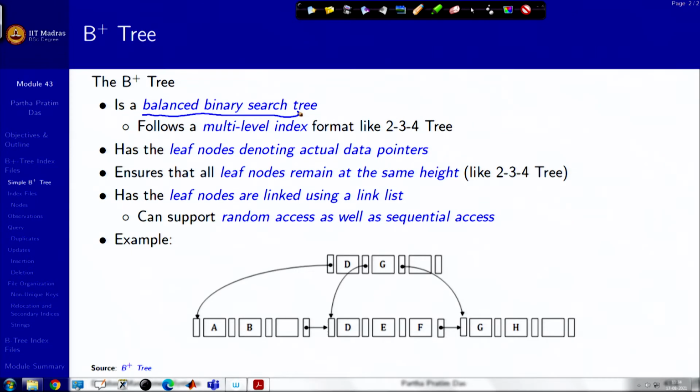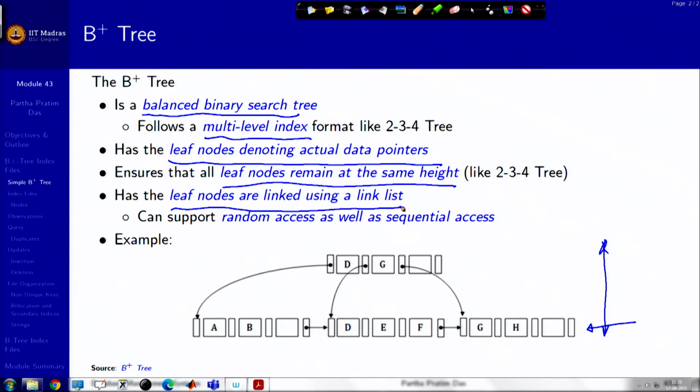It is being called a balanced binary search tree because it uses the same concept, but it necessarily is not a binary tree. It follows a multi-level index format like the 234 tree, has leaf nodes denoting the actual data pointers, and all leaf nodes are at the same height. This is the important thing. All leaf nodes are at the same height, and the leaf nodes are also linked via a pointer, so that you can use the indexing structure to access it randomly. You can also use this linked structure for sequential access, naturally, as the construction will ensure that the keys in the leaf nodes are in sorted order.